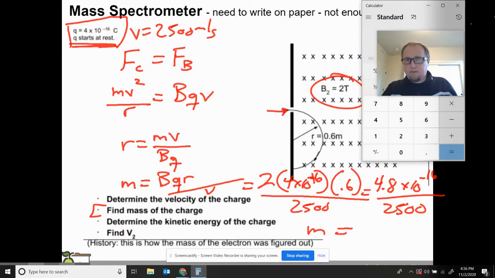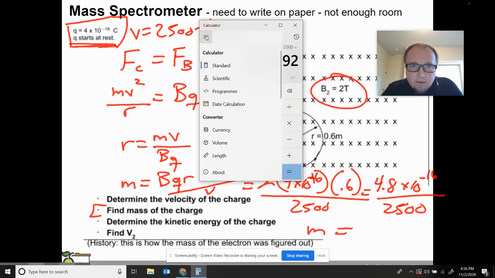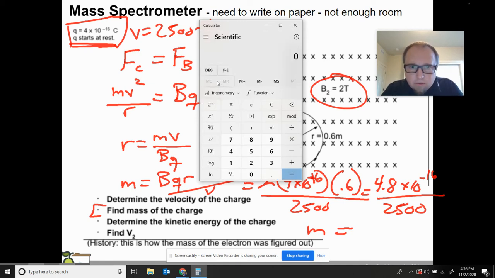So I got 4.8 divided by 2,500. Let's see, can we do 10 to that? Oh my gosh, I'm so sorry. Let's see if I can do scientific. So 4.8 divided by 2,500 times 10 to the negative 16. Not minus. Okay, so let's try it again.